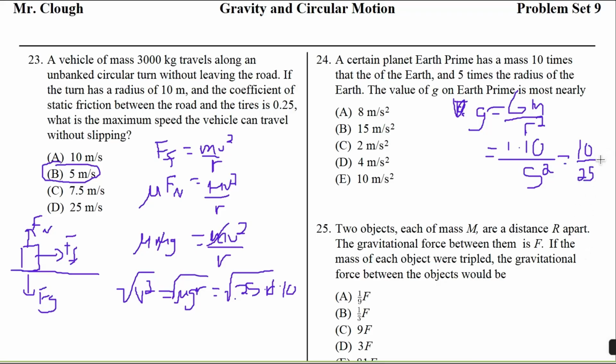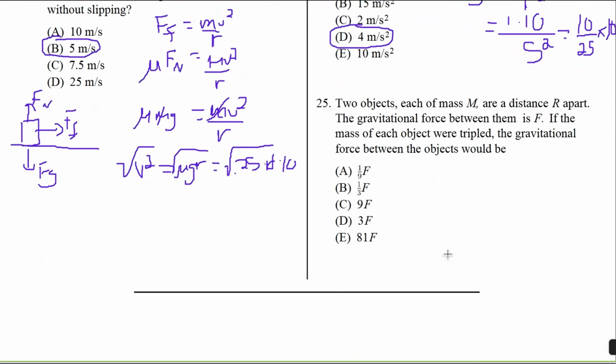I don't have a calculator right now, but this is going to be this times the original acceleration of the Earth, which is another 10. So this is going to be 100 divided by 25, or 4. You always have to make sure that you multiply it by the original if they want it as an actual number. And then last question, 25.